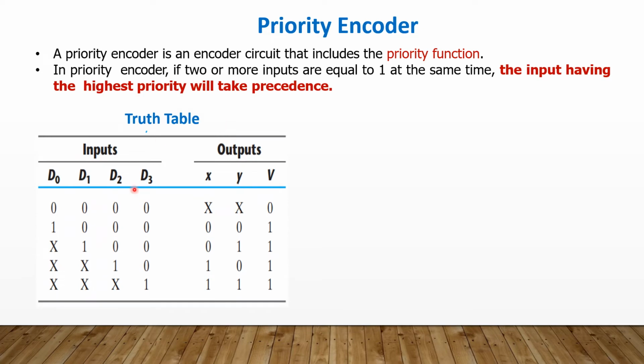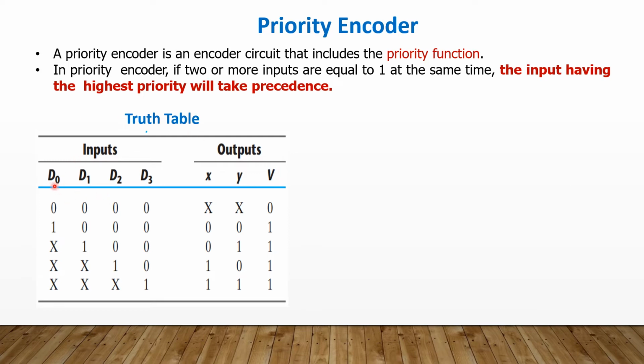This is the truth table for the higher priority encoder. Inputs are D0, D1, D2, D3. The actual outputs are X and Y, and there is one more output called V, also called the validator, which indicates whether an actual input is given to the circuit or not. When the validator is equal to 0, the actual input is not given, that is, no input was applied. If the validator is equal to 1, an actual input is given to the circuit, so the outputs at X and Y are the actual outputs.